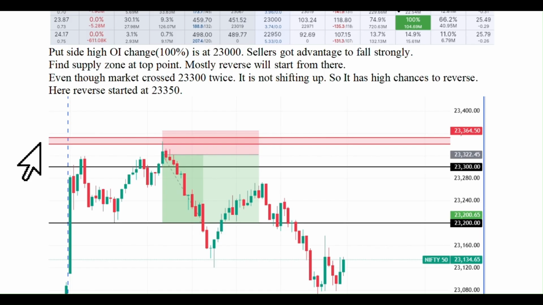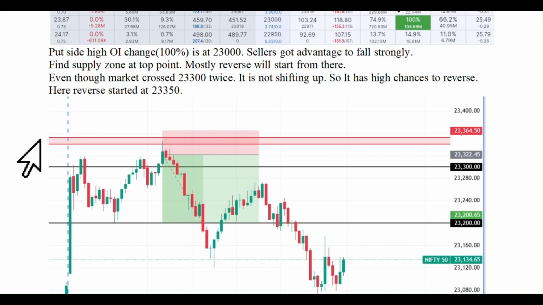Now observe the market behavior carefully. Although the market crossed the 23,300 level twice, it was unable to sustain above it. Every attempt to move higher was rejected, showing that buyers were losing strength while sellers continued defending the resistance. This inability to sustain above a strong resistance level is an important sign. It tells us that the breakout lacks conviction and that the probability of a reversal is increasing.